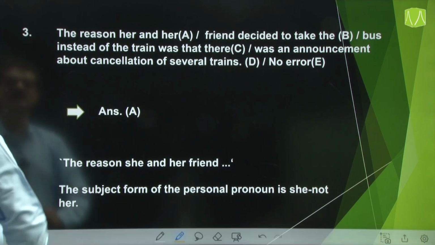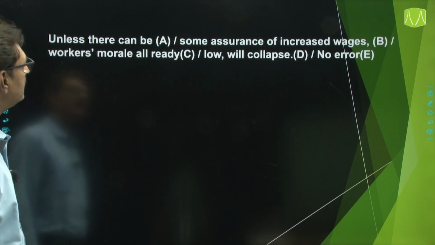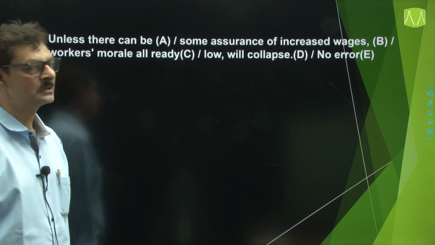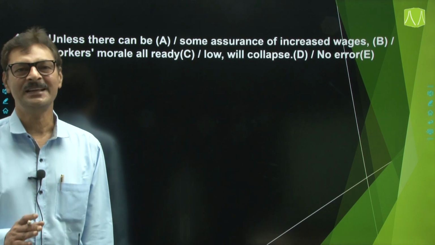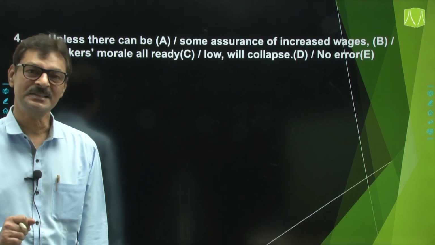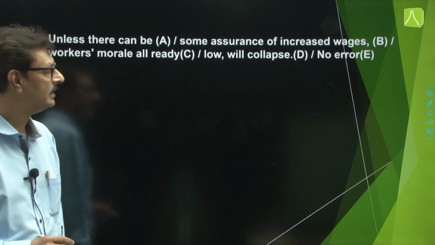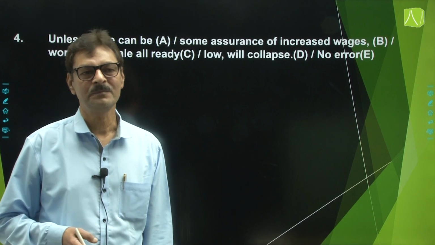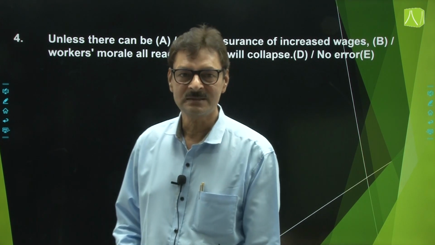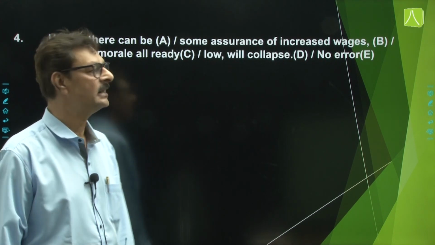चलते हैं with the next example. Unless there can be some assurance of increased wages, workers' morale already low will collapse. Now read this sentence very carefully. Tricky sentence है. Try to identify the error, whether it is in part A, part B, part C, D, or if you feel there is no error. Many times जब ये sentence में बच्चों के संग करता हूँ, स्टूडेंट्स के संग करता हूँ, many students come up with the answer, सर इसके अंदर कोई error नहीं है. But friends, there is an error in this statement.